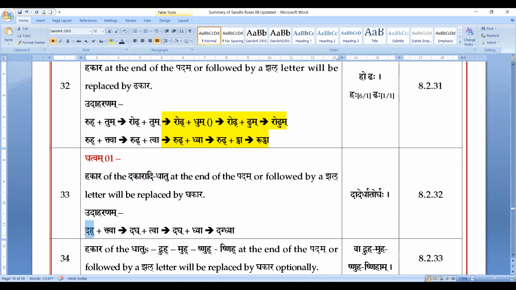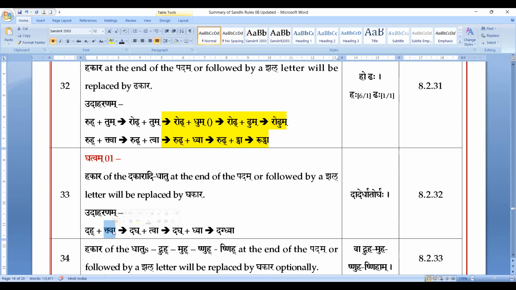For example, Dag Dhatu. So the Hakara of the Dakara-Adi Dhatu at the end of the Padam, or followed by Jal, the condition is the same, will be replaced by Gakara. Gha is Mahaprana. So now you see Dak plus Twa. Twa is an Adhatuka Pratyaya, it cannot do any Karya.